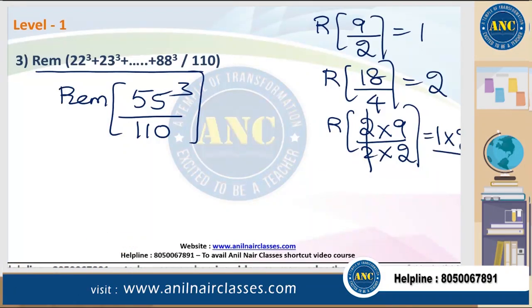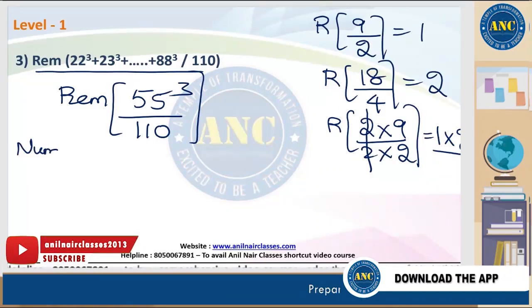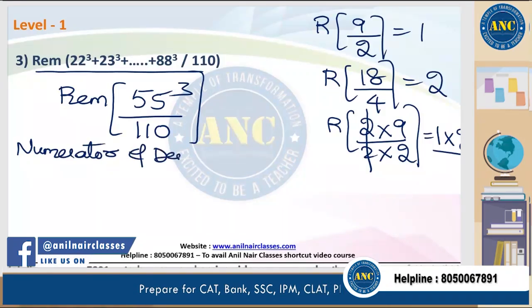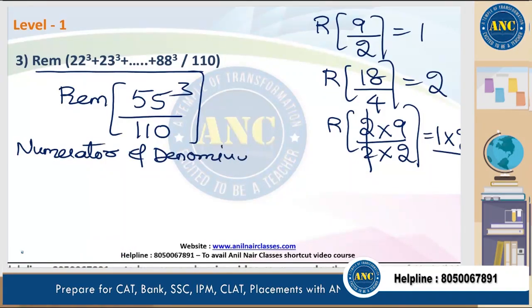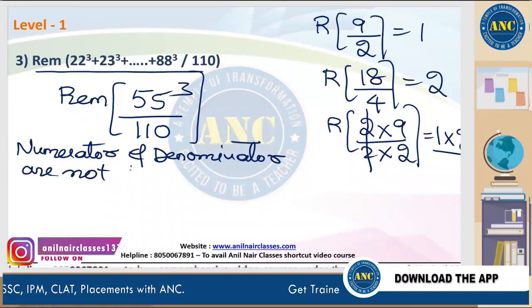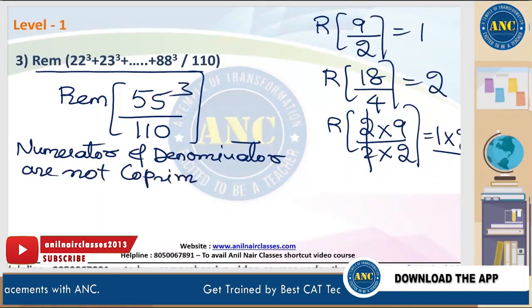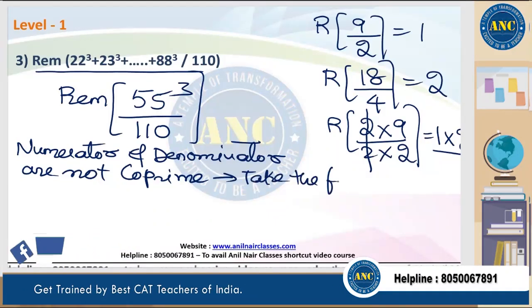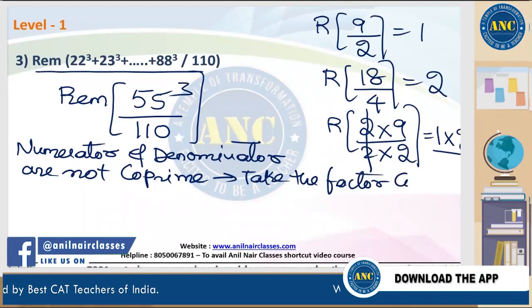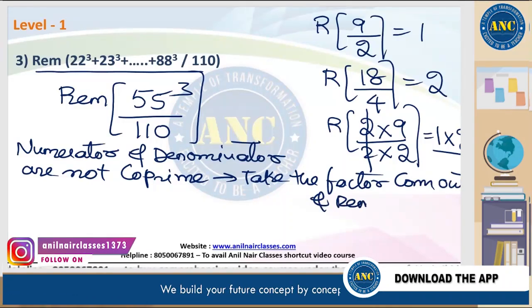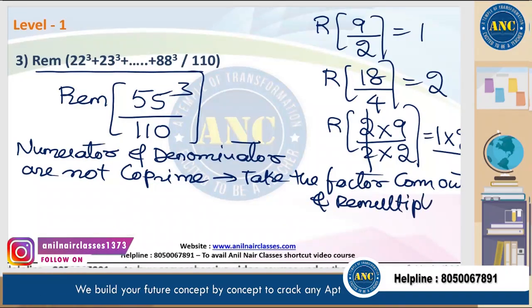Whenever the numerator and denominator are not co-prime to each other, please write down this point. Yesterday I discussed in my 3rd class, when the numerator and denominator are not co-prime to each other, take the common factor out and remultiply.